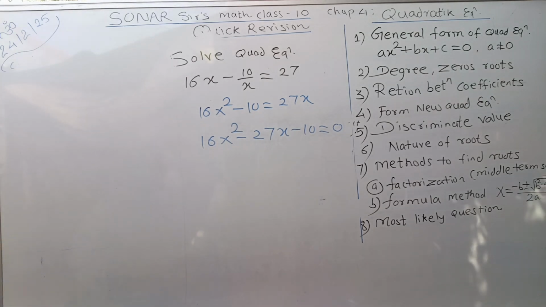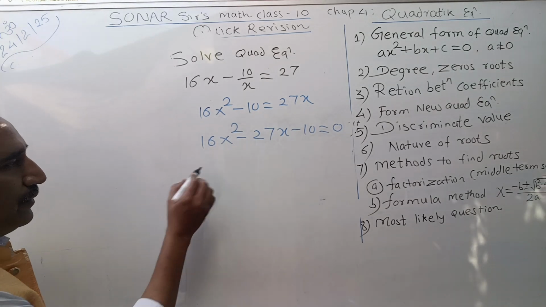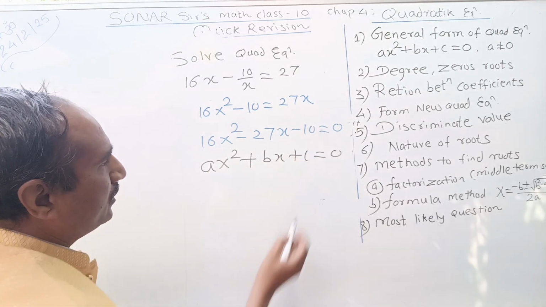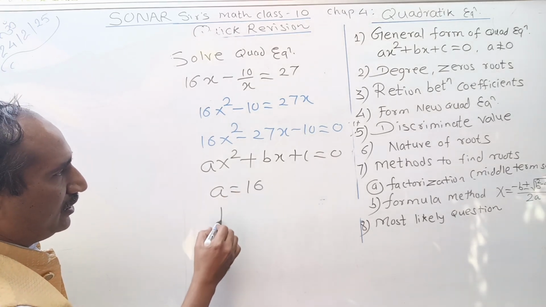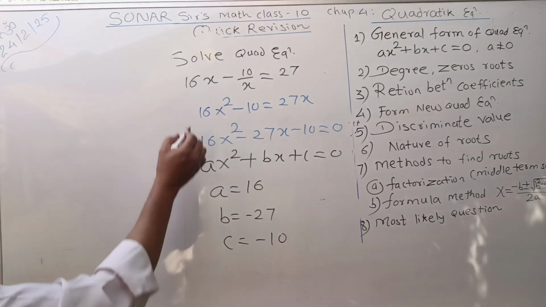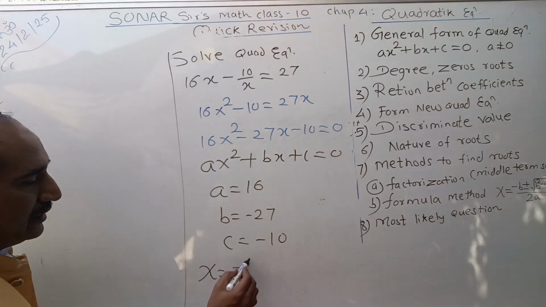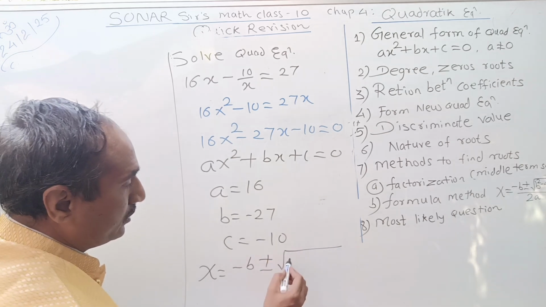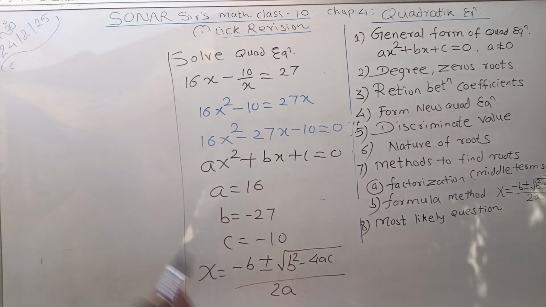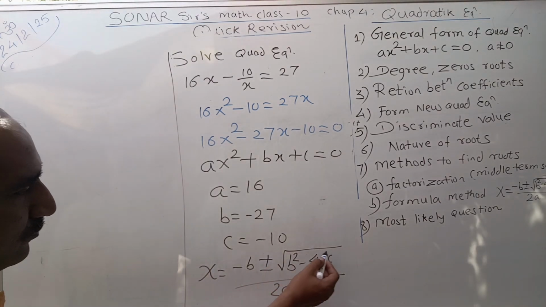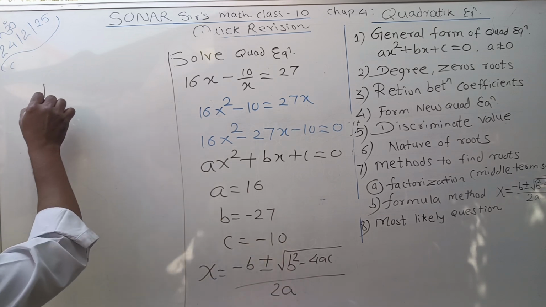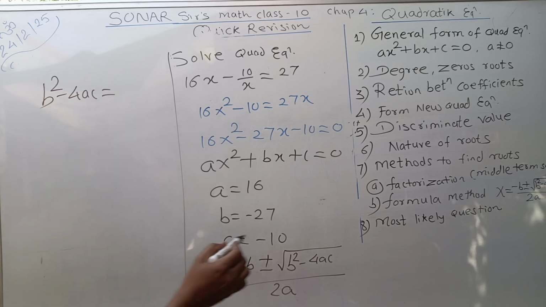Now we'll discuss the formula method. So we have to compare it with the standard form of the quadratic equation. So here we got the values a as 16, b as minus 27, and the constant term c as minus 10. So first we'll write down the formula. Formula is minus b plus minus root b square minus 4ac upon twice of a. So whenever we solve the quadratic equation by formula method, first we're going to find the discriminant value. The discriminant value will decide nature of roots.